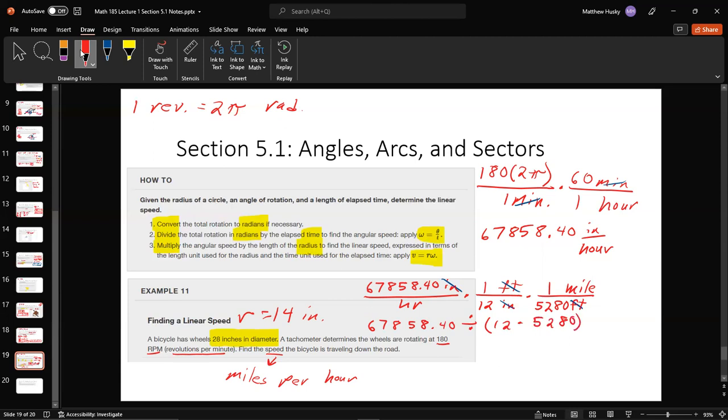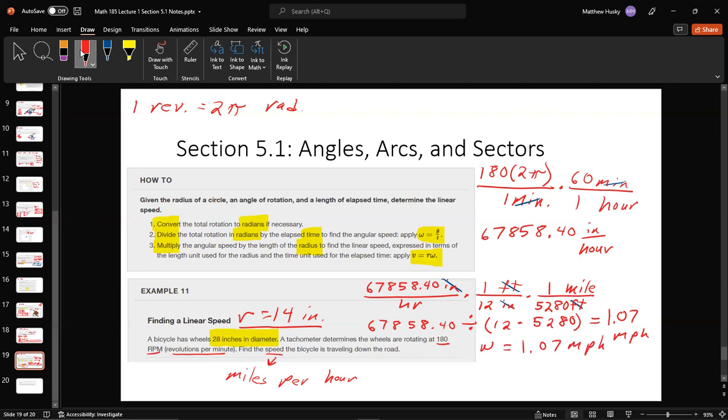So if we work out what that is, we put that stuff in parentheses here, 12 times 5280. That will give you the number 1.07. That is 1.07 miles per hour. And then we also need to multiply that by the radius. So this is W, or omega, if you will. So W is 1.07 miles per hour.